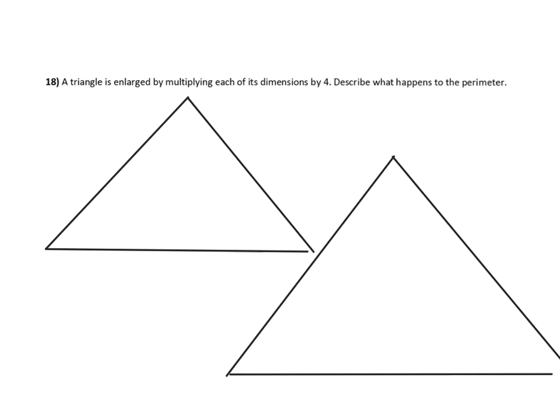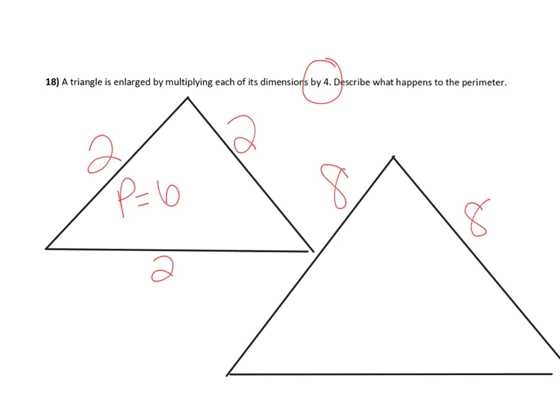Number 18, a triangle is enlarged by multiplying each of its dimensions by 4. Describe what happens to the perimeter. So let's say that this is an equilateral triangle and it all measured 2, 2, 2. The perimeter of this would be 2 plus 2 plus 2, which is 6. If it is enlarged by multiplying each of its dimensions by 4, so 2 times 4, it would be 8, 8, and 8, meaning the perimeter would be 24. So the question is, what happens to the perimeter?